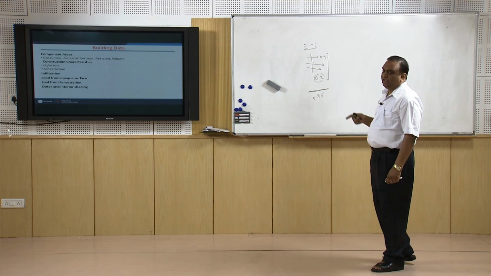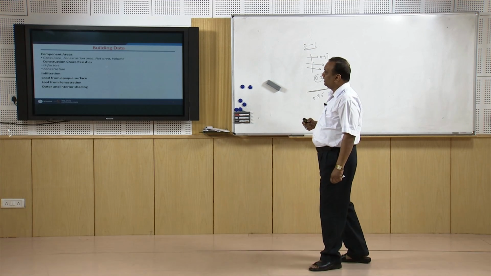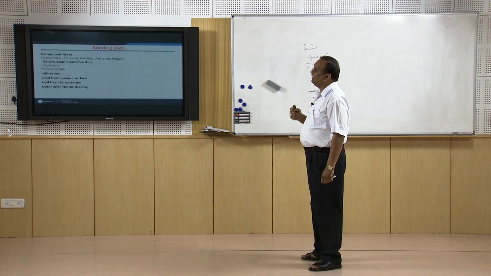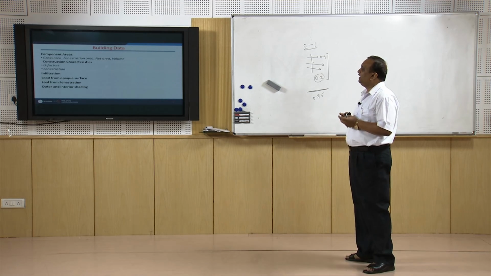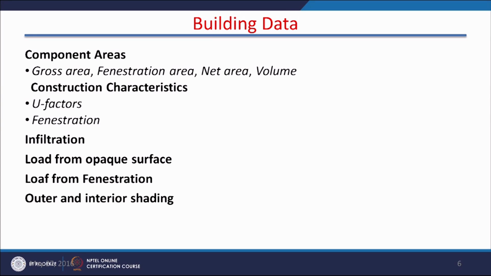Now, while designing a building, we need certain data, certain information about the building. Information in the form of gross area. Gross area means the outside area of the building, length into width or length into height.